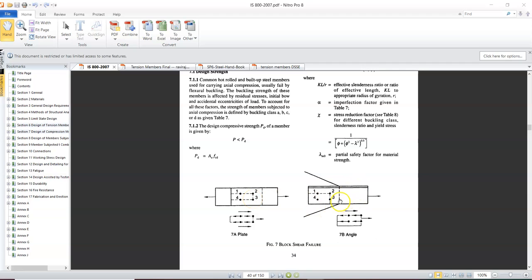Now similarly, when you take up the second figure, an angle connected to a gusset plate, this is an angle connected to a gusset plate subjected to tension, fails by block shear, that is along line 1, 2, it fails by shearing, along line 2 to 3 until this edge it fails by tension, that is combination of shear and tension.